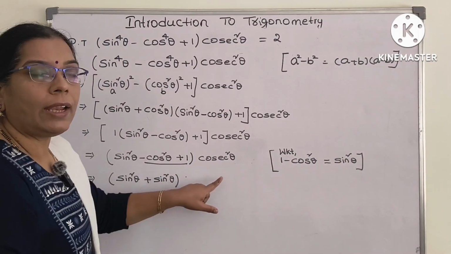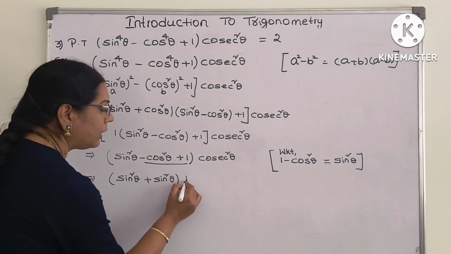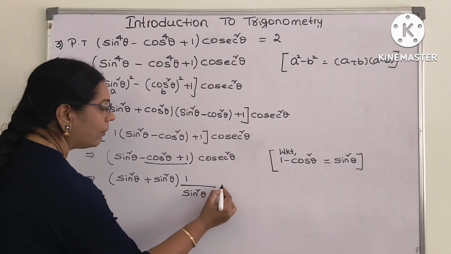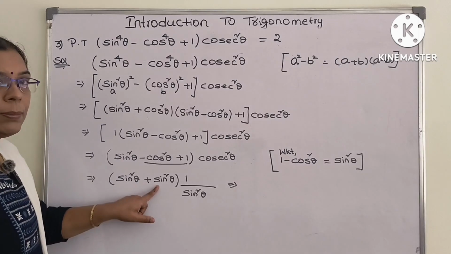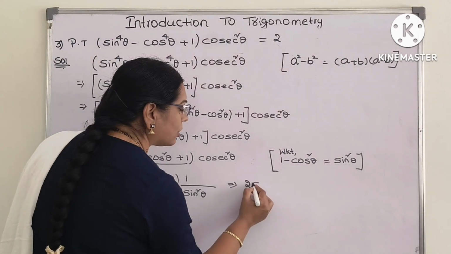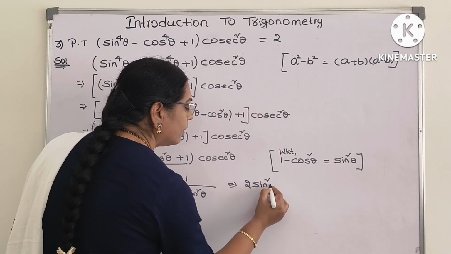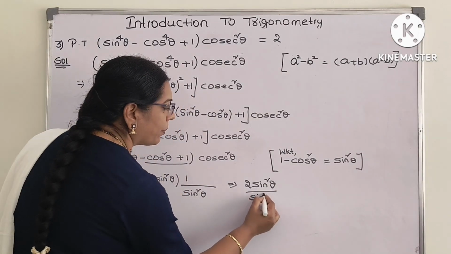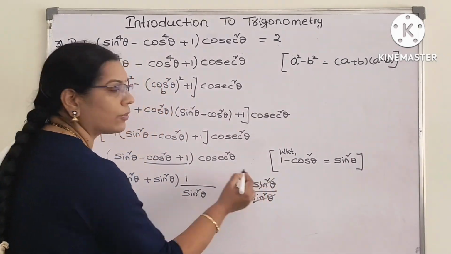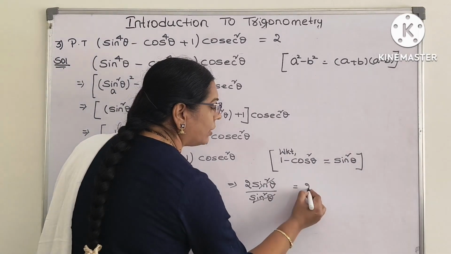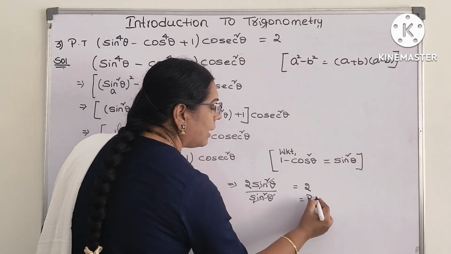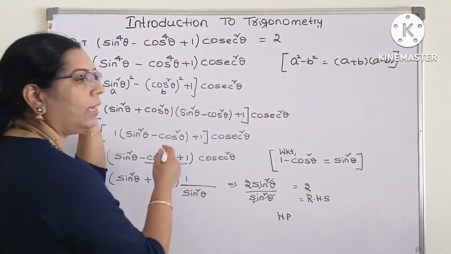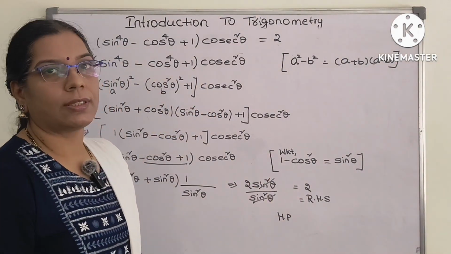Now how can I write cosec²θ? Cosec²θ can be written as 1 by sin²θ. So sin²θ plus sin²θ is 2 sin²θ, divided by sin²θ. So sin²θ is cancelled, and I am left with 2. What is 2? 2 is the RHS, hence proved. You simplify LHS, arrive at RHS.